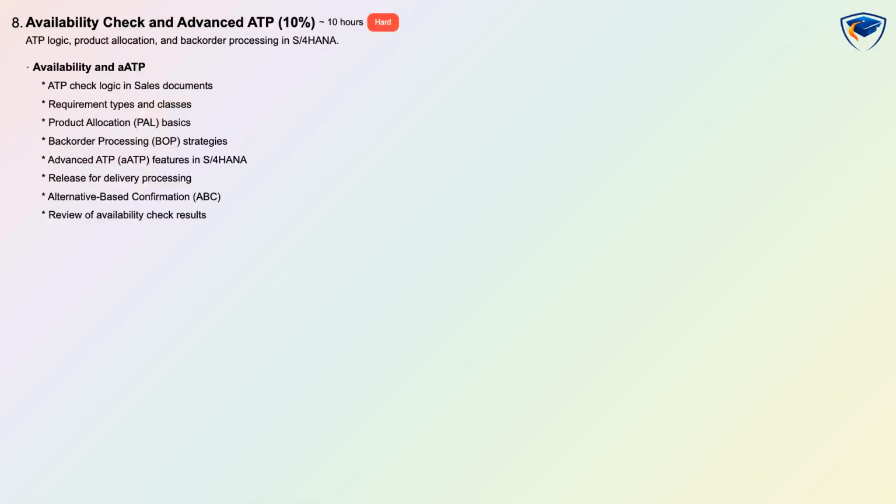Availability check and advanced ATP is 10% of the exam, considered hard, with roughly 10 hours of study and scenario-based assessment. You will study ATP check logic within sales documents, requirement types and classes, and product allocation basics. The domain also covers backorder processing strategies, advanced ATP features in S/4HANA, release for delivery, alternative-based confirmation, and reviewing availability check results.